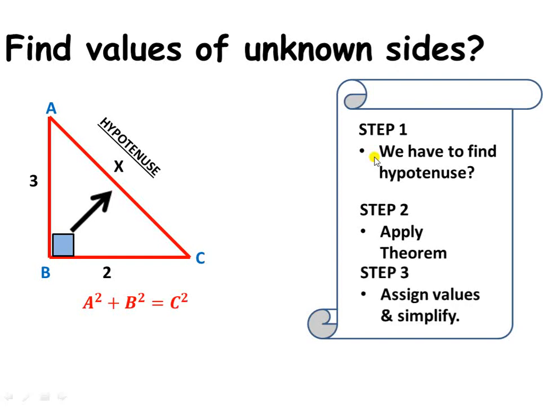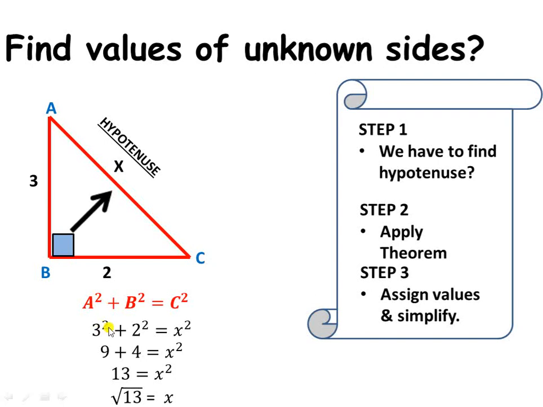Step 3 is assign values and simplify. So here is c square, meaning c square is the hypotenuse. Here the hypotenuse is x. So we have to replace c by x. And for a square plus b square, we take 3 as a or b. It's our choice. We can take 2 as a or b. Here I'm going to take 3 as a and 2 as b.